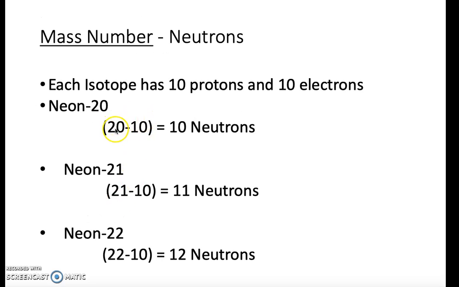All right, so you have 20 for the mass number for the first isotope of neon, minus 10, which is the atomic number. So you get 10 neutrons. Neon-21 has 21 for the mass number minus 10, the atomic number. So this one has 11 neutrons. Neon-22, so we take the mass number 22 minus the atomic number 10 and we get 12 neutrons. So you can see they all have different numbers of neutrons. So that's why they're isotopes.